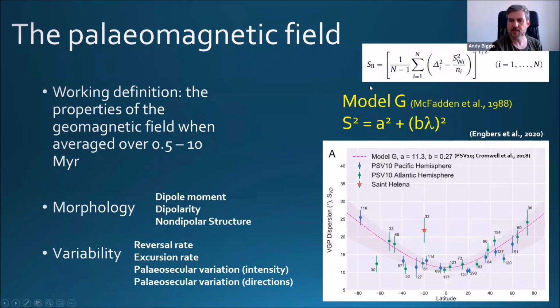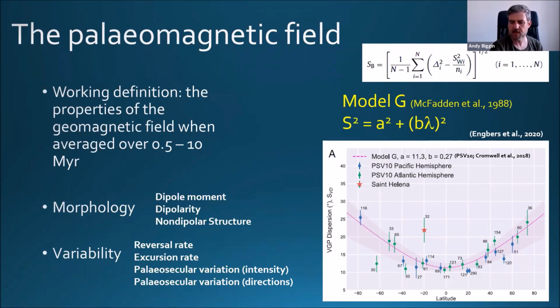And we can quantify the angular dispersion given by a set of poles using this equation. This is just simply an angular standard deviation, but corrected for within-site scatter as well. And if we plot that against a global compilation for the last 10 million years of lava flows that are recording VGP dispersion, then we see that this is significantly elevated above what we'd expect for the same latitude, highlighting it as being highly anomalous.